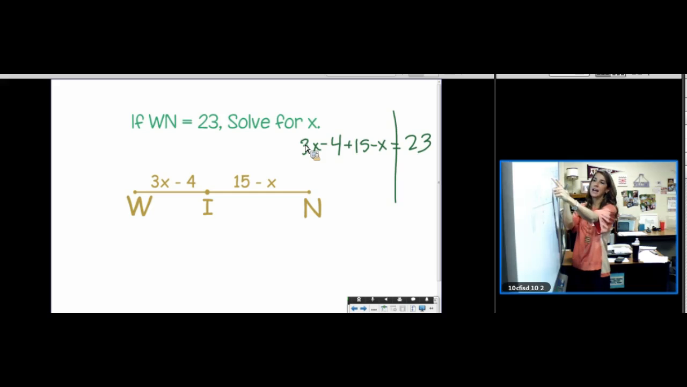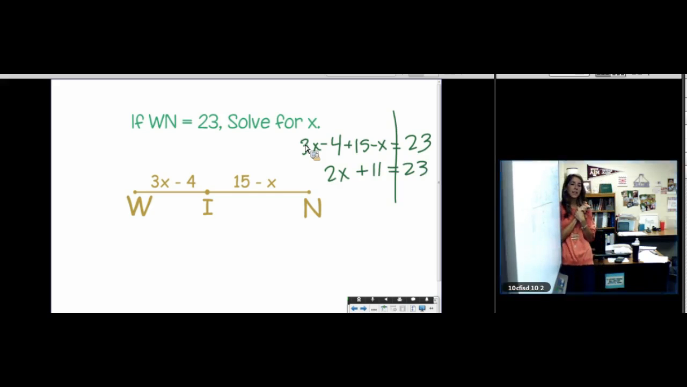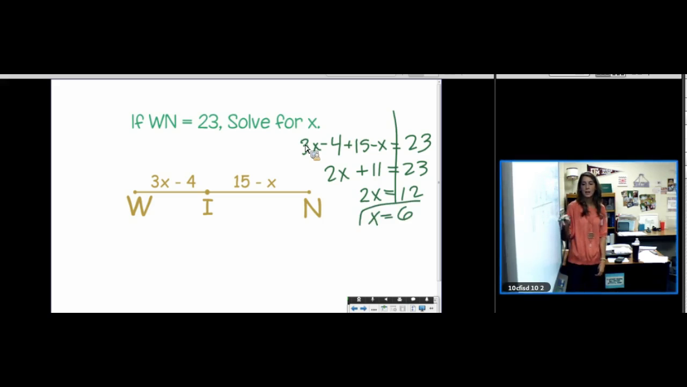What's 3x minus x? 2x. 15 minus 4? 11. 2x plus 11 equals 23. Subtract 11 from both sides. 2x equals 23 minus 11. 12. Divide by 2, divide by 2. The final answer was 6. If you got stuck, if you got an ugly decimal, you could put this into y1 and y2 and check your answer. Okay?